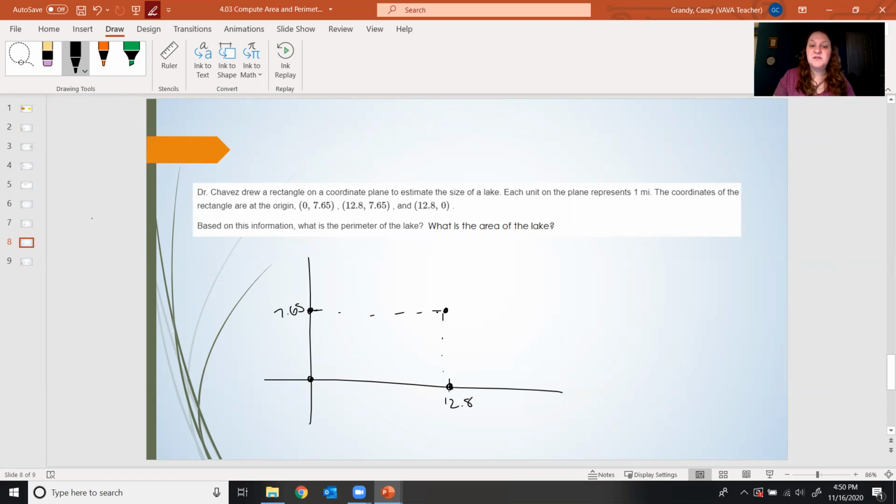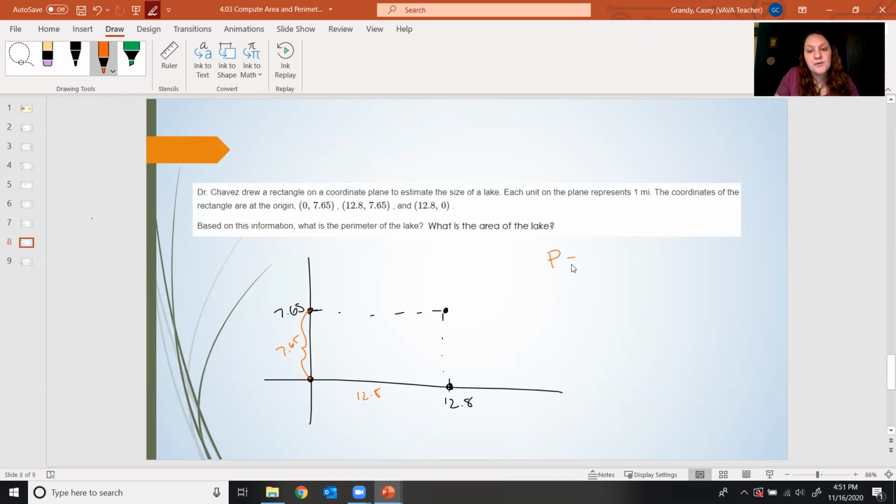Well, if we can find the length and the width, we can do both of those things. And to find those numbers, we need to use the distance formula. So let's practice the distance formula again. We could plug in 0, 0 and 0, 7.65. However, if we are a little smart about this, we would recognize that the distance between 0 and 7.65 is just 7.65. And the distance between 0 and 12.8 is just 12.8.